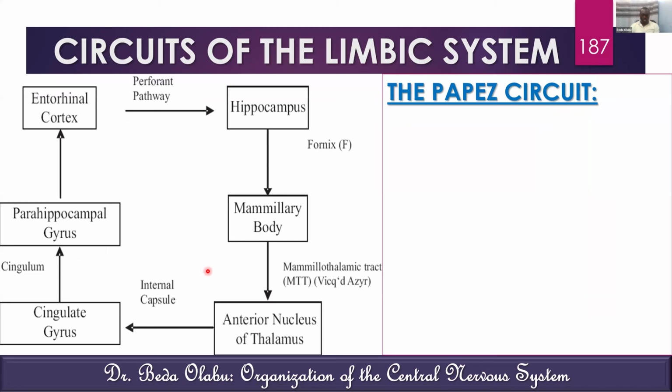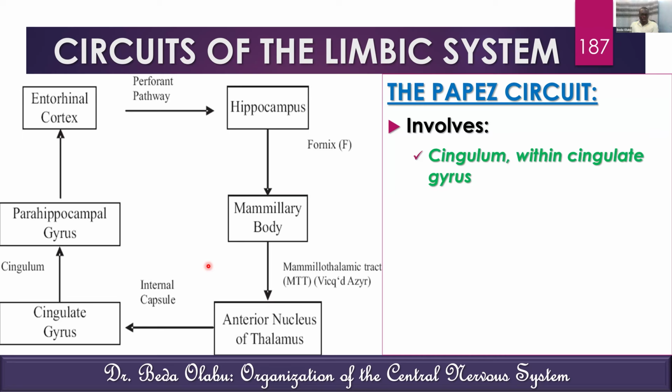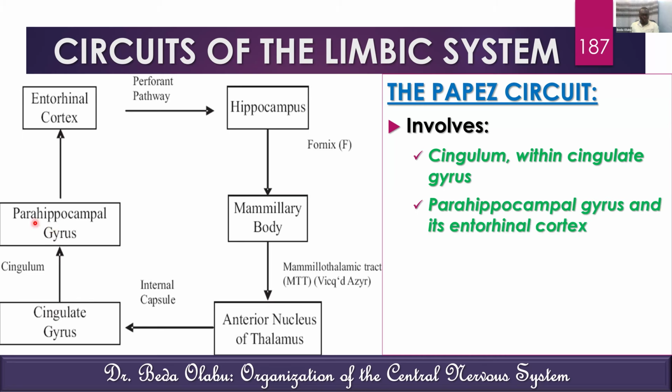The second circuit, which is very famous for the limbic system, is the Papez circuit. This circuit involves a number of structures. So we have the cingulum, which are fibers within the cingulate gyrus. Those fibers project to the parahippocampus. And within the parahippocampus, we have extension to the entorhinal cortex. Then from the entorhinal cortex, we have projection to the hippocampus through the perforant pathway, of course, with the dentate somewhere in the middle here.